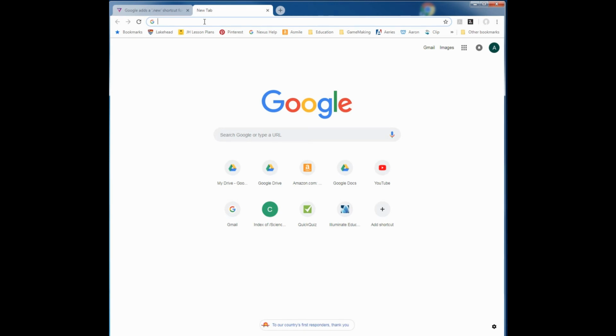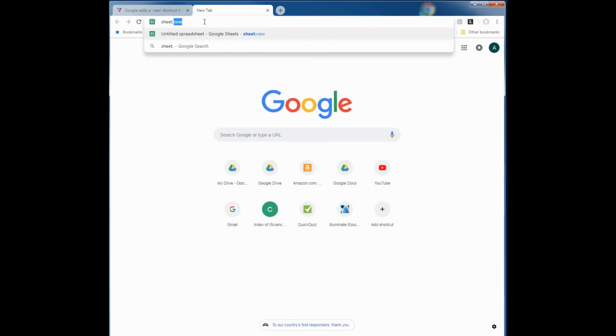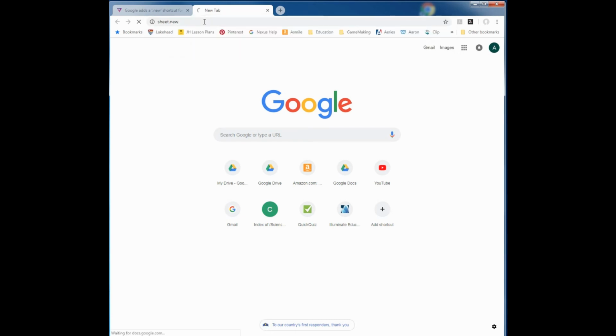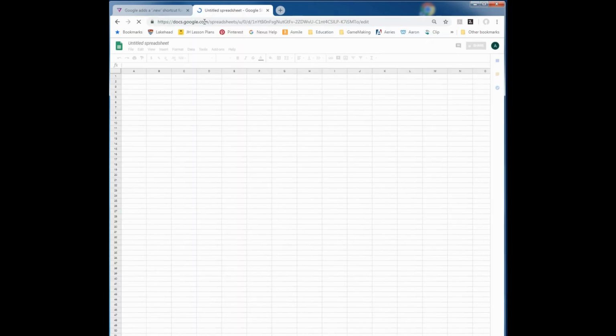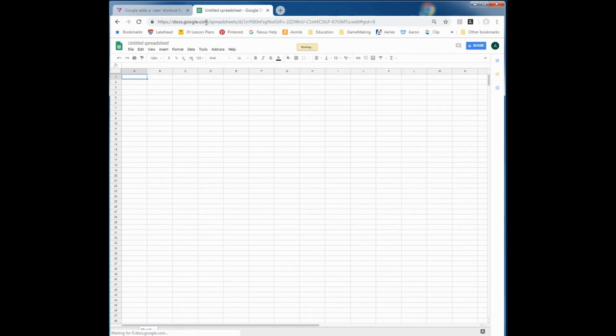If you want to start a new G Suite document, you can just type in a keyword like sheet.new and hit enter, and it'll take you to docs.google.com/spreadsheets and give you a brand new document. So let's just call this Wavelength app.